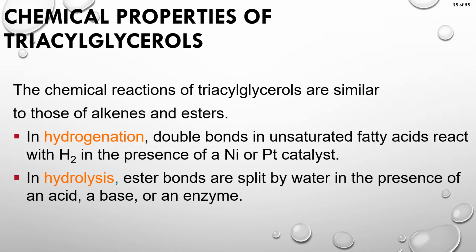Okay, so we have the chemical properties of triacylglycerols. The chemical reactions of triacylglycerols are similar to those of alkenes and esters. In hydrogenation, the double bonds in unsaturated fatty acids react with hydrogen in the presence of a nickel or platinum catalyst. And in hydrolysis, ester bonds are split by water in the presence of an acid, a base, or an enzyme. We will have this one by one in the next slides.